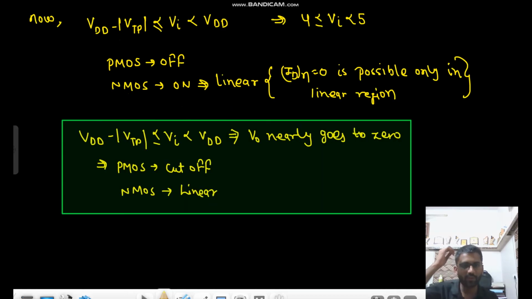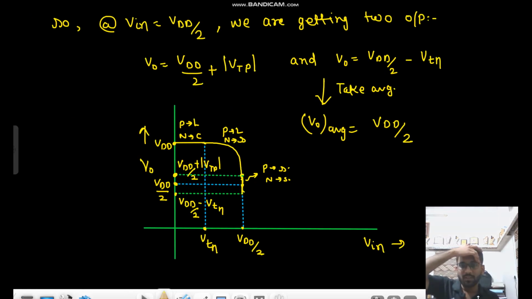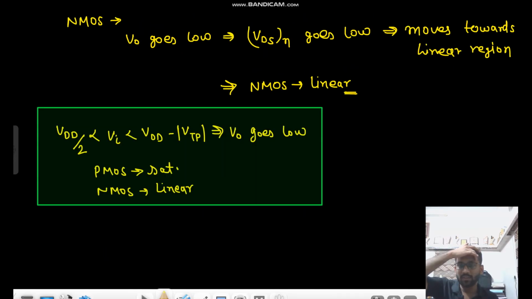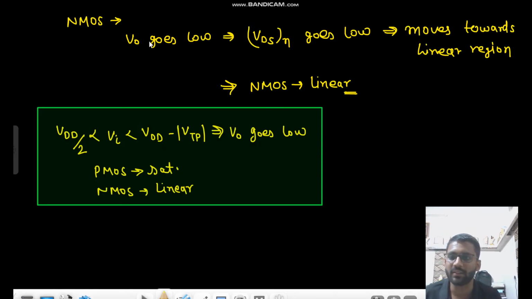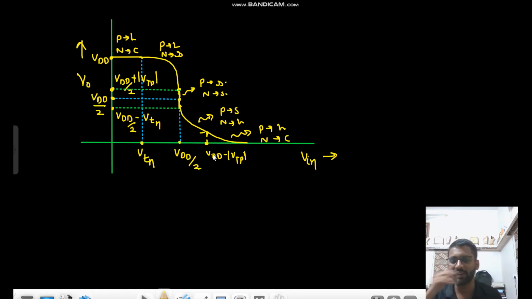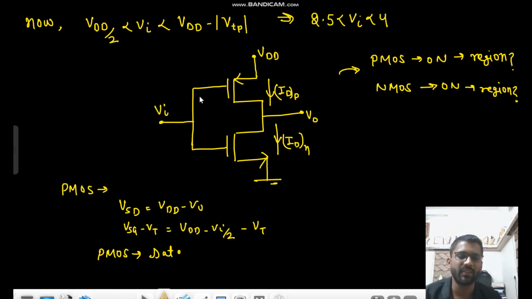And there is one more way of looking at this region. Okay, this second region, when it was saturation and linear. So if we try to do the analysis from the backward side, let us assume we are going from 4 volt to just 3.9 volt. We are just going from 4 to 3.9. At 4.1 volt it was off. Now we are going at 3.9. So it just turns on.